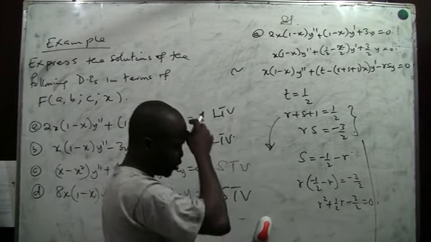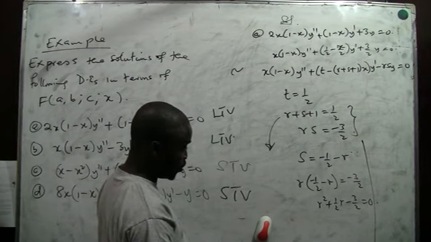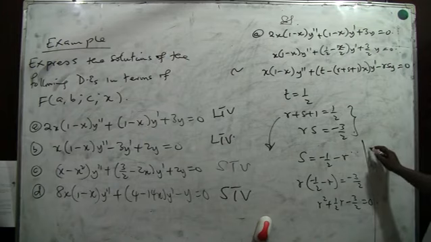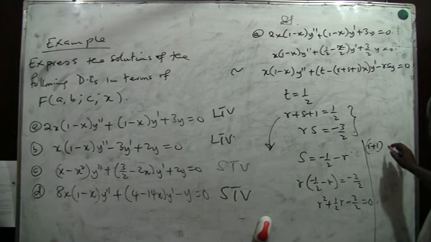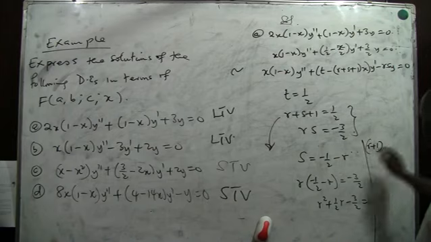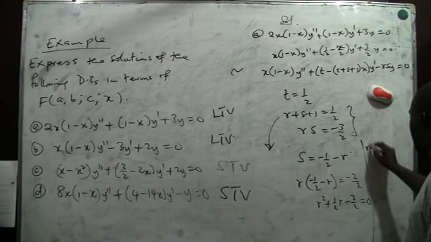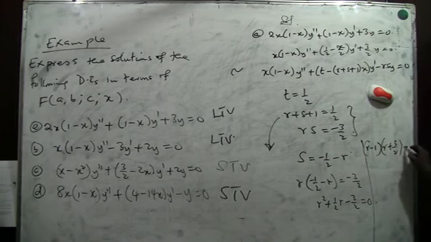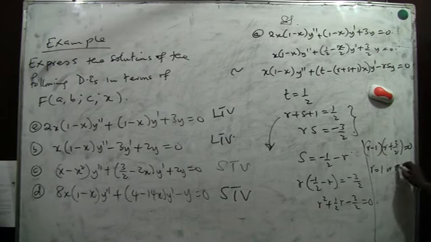And what are the factors? Of course, the factors here will be 3 over 2 and minus 1. So I will have this one to be R plus 1 and then minus 1. I will have this one to be R minus 1 and R plus 3 over 2 equals 0, so that R is 1 or R is minus 3 over 2.